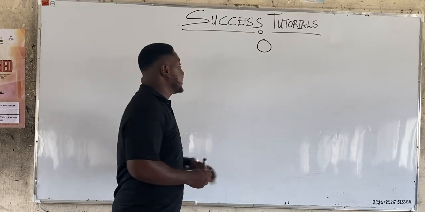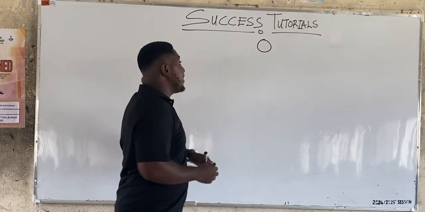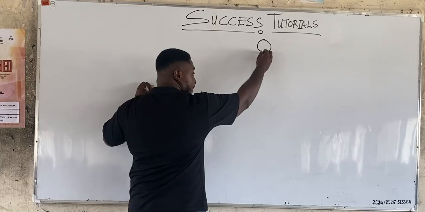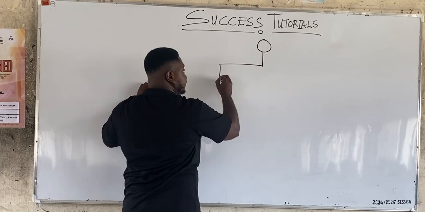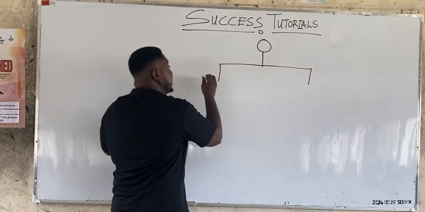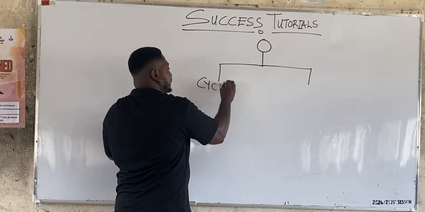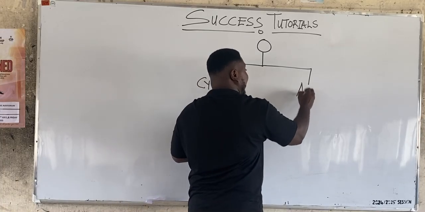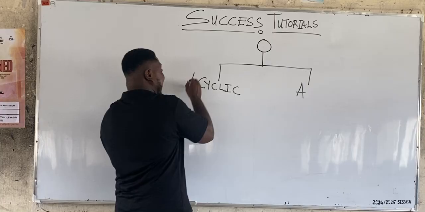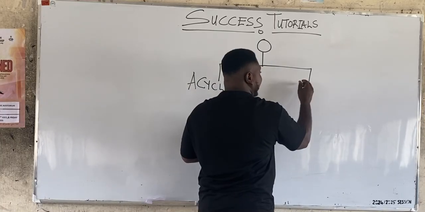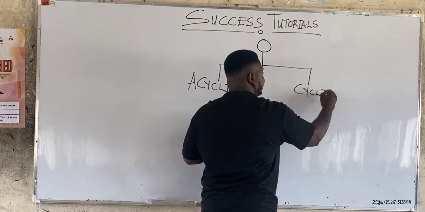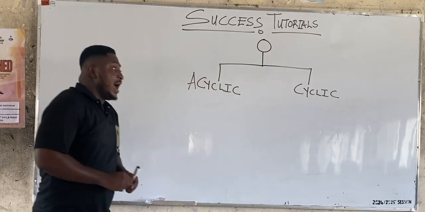Alright, so as we say, organic compounds can be broadly broken down into two. Follow me. Either you are cyclic or you are acyclic. Okay, I put acyclic here in the other one, and cyclic. Follow me. And I was explaining something.